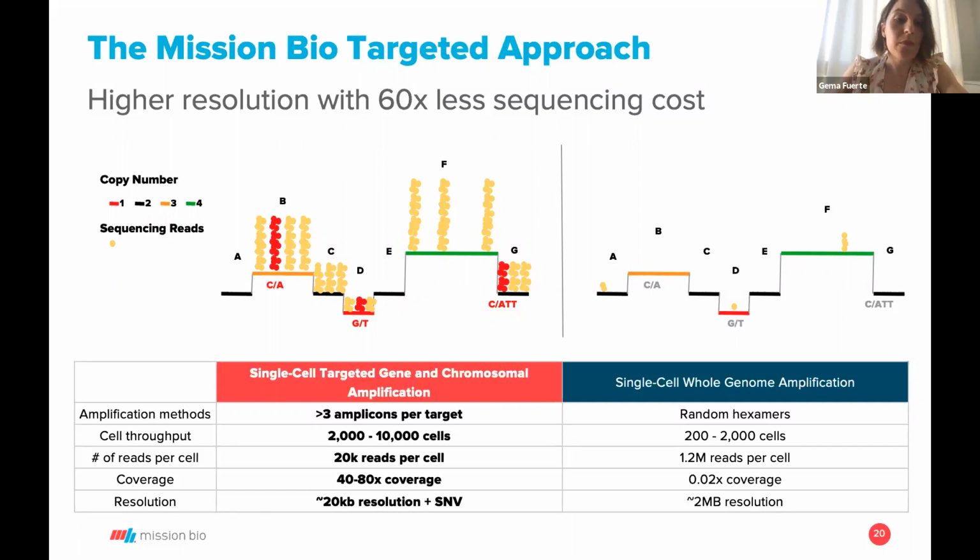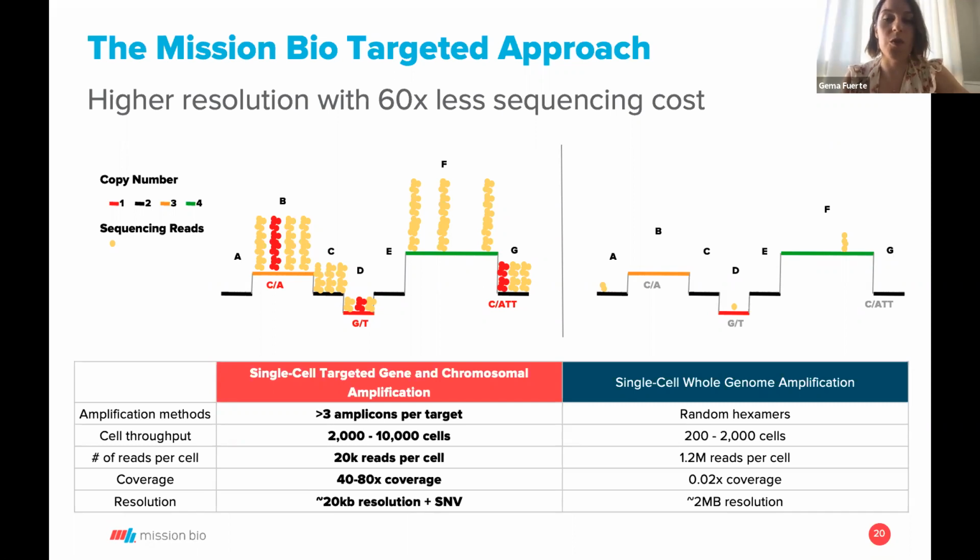As I said, you can look at single loci, single gene, single exon, single chromosome, or even multiple chromosomes, so chromosome arms, thanks to the flexibility of our custom panels. Unlike single cell whole genome sequencing, where you can look at bigger events but you get less resolution. On top of all of these, remember that we also provide genotype information.